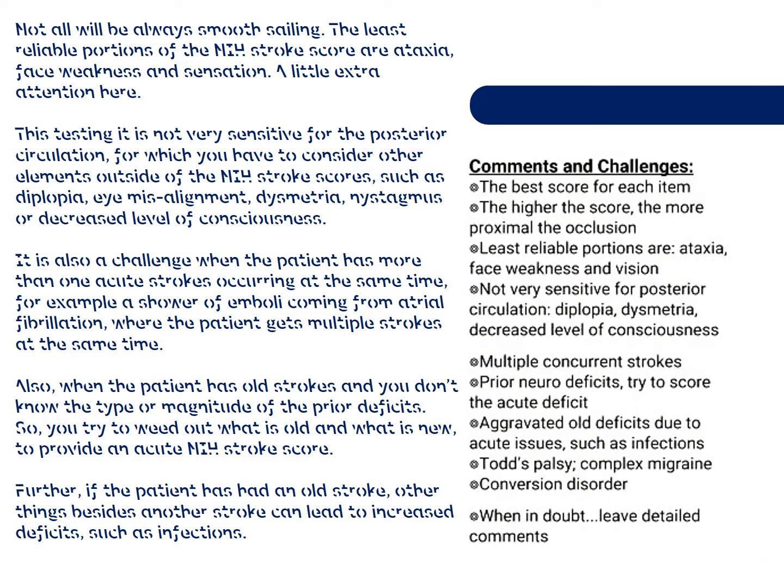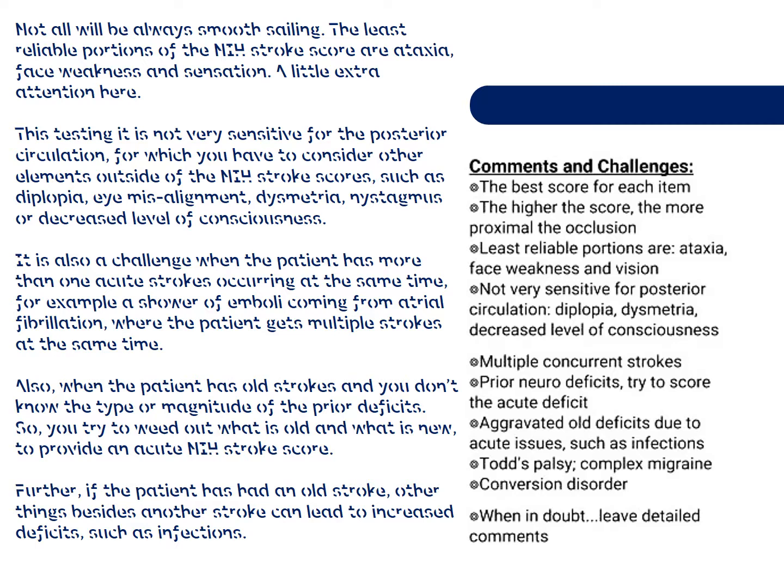Not all will be always smooth sailing. The least reliable portions of the NIH stroke score are ataxia, face weakness and sensation. A little extra attention here. This testing is not very sensitive for the posterior circulation, for which you have to consider other elements outside of the NIH stroke scores, such as diplopia, eye misalignment, dysmetria, nystagmus or decreased level of consciousness.